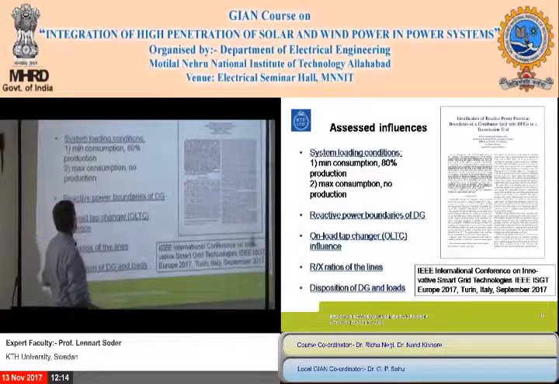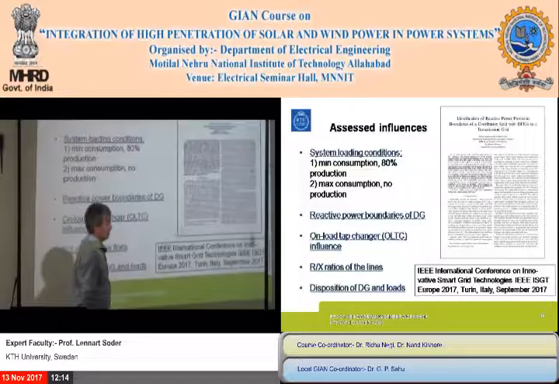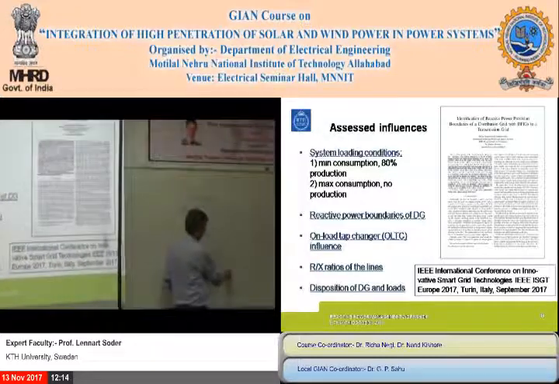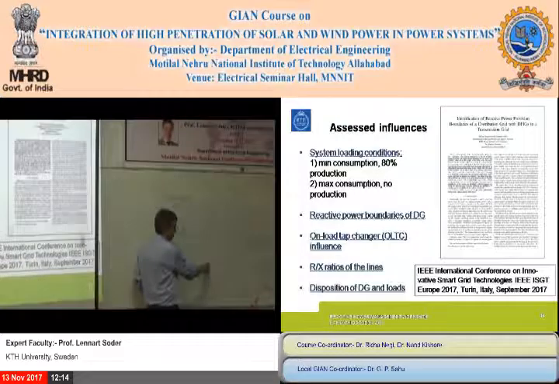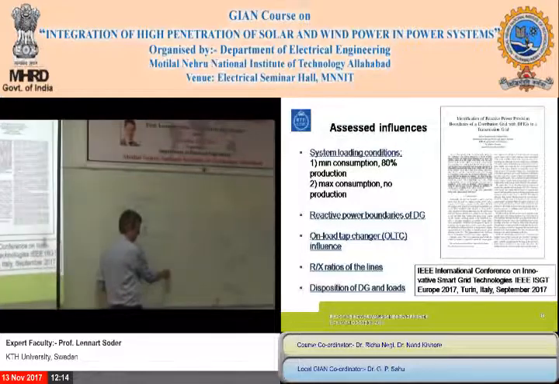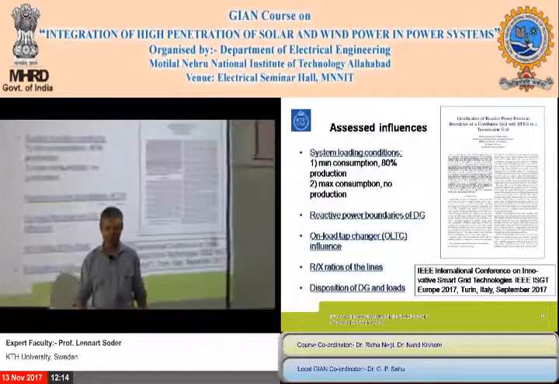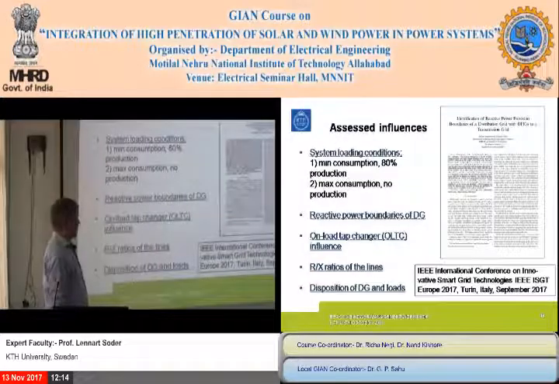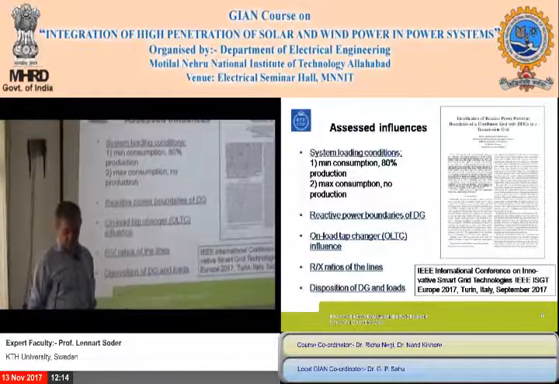You have the on-load tap changers. You have the R/X ratios of the lines, because what is happening is that if you have a dominating resistance here, then what you do with reactive power here does not have influence. I will come back to that later. It has a big impact on what will happen in the system. And then, as I said, the location of the distributed generation and the loads.